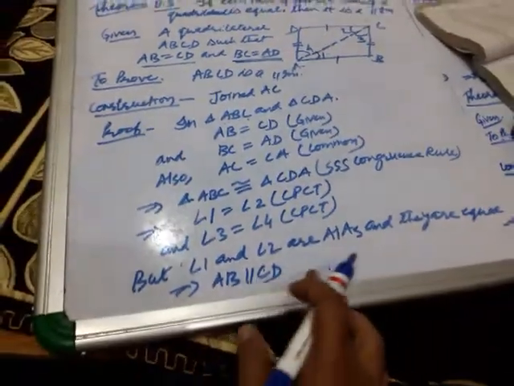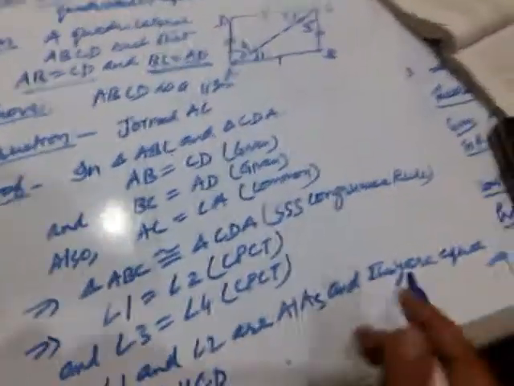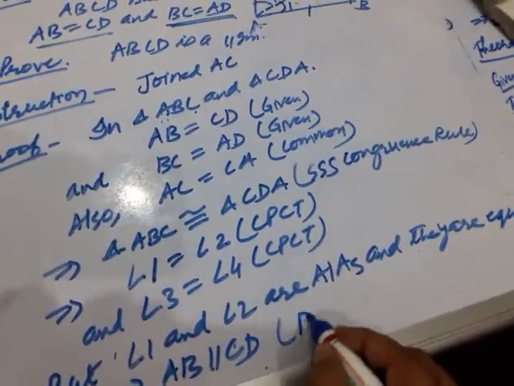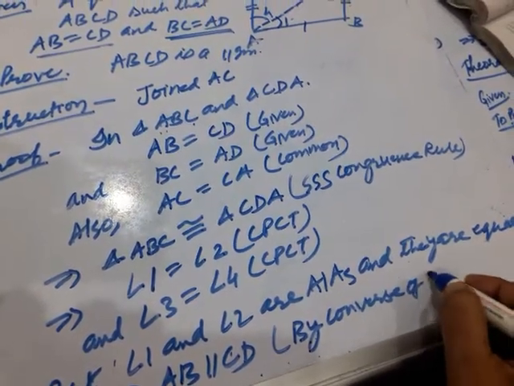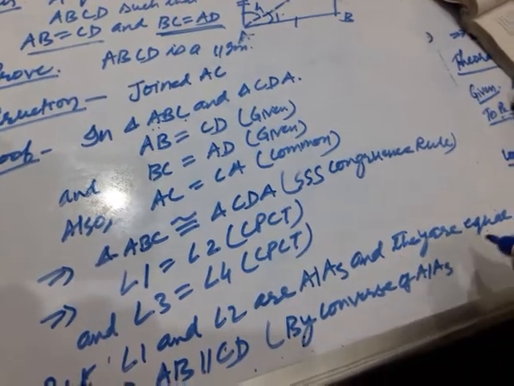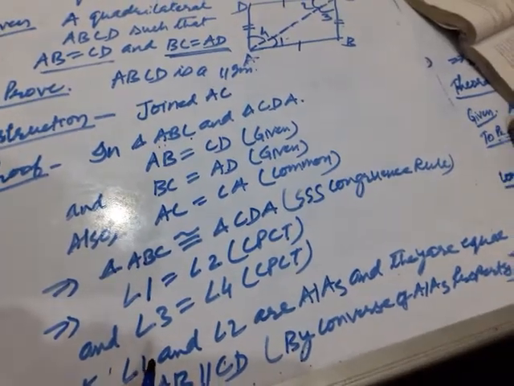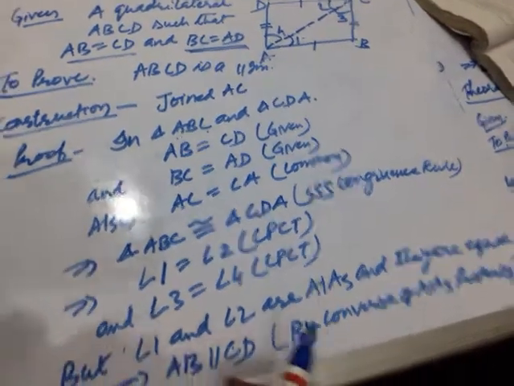Angle 1 and angle 2 are alternate interior angles, and they are equal also. So AB is parallel to CD by the converse of the alternate interior angle property. Children, angle 1 and angle 2 are alternate interior angles, and they are equal, so AB is parallel to CD. Similarly, one more thing we have to prove. Let us write that also.